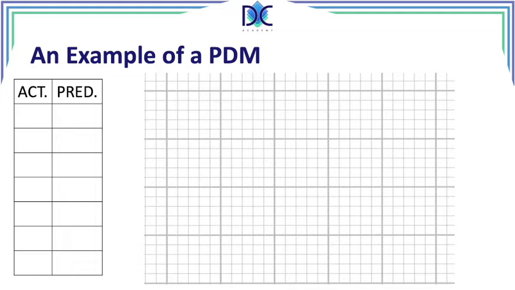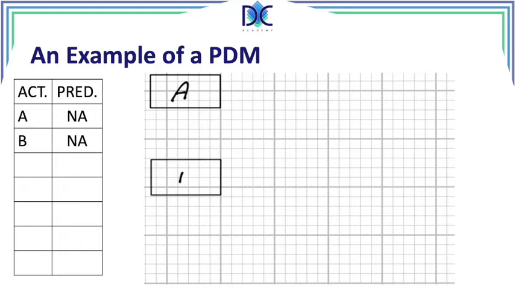The first activity is A, which has no predecessor, and it's the first activity I can draw. The same we have with activity B, also no predecessor, and we can draw it also at the beginning of the network. The last activity without any predecessors is activity C. All these three activities have no predecessors. It means that they all can start at the same time at the beginning of the project.